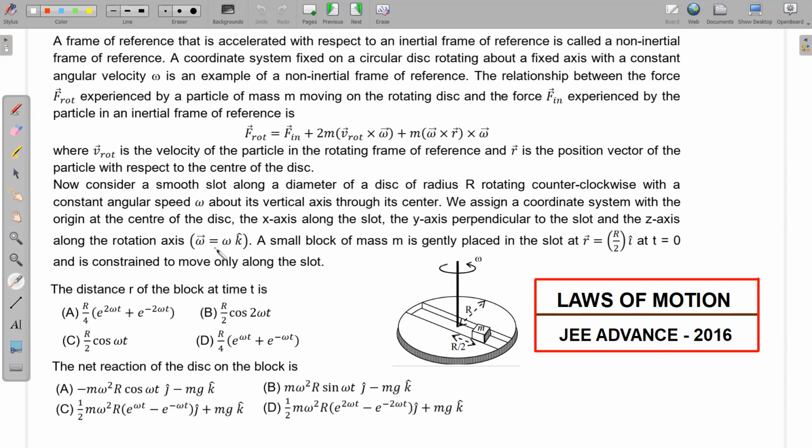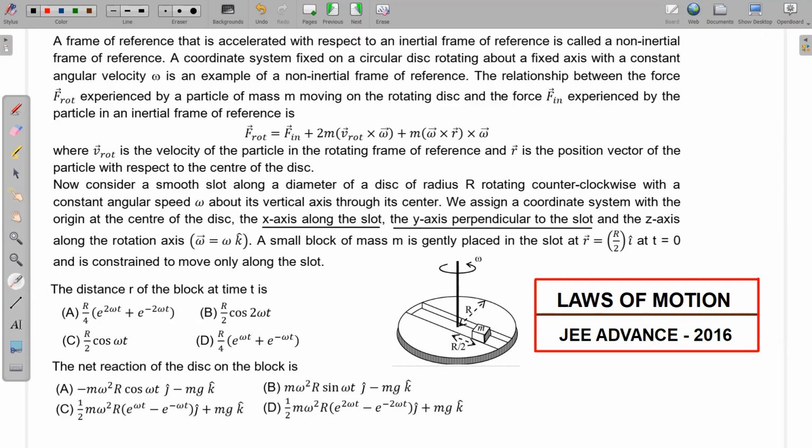And the directions are mentioned to you: the omega vector is omega k cap. So the upward direction is basically the positive z direction. This is the k cap direction. And the x-axis is mentioned along the slot. The y-axis is perpendicular to the slot. You can see the directions over here. The x-axis is along the slot, along the groove. The y-axis is perpendicular to the groove, and the z-axis is along the axis of rotation.